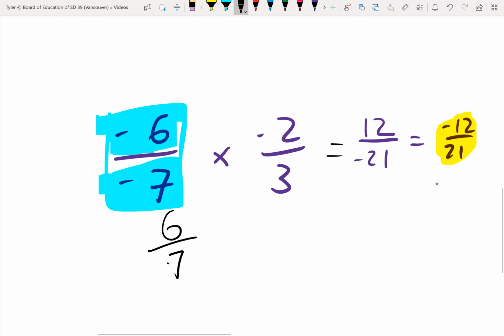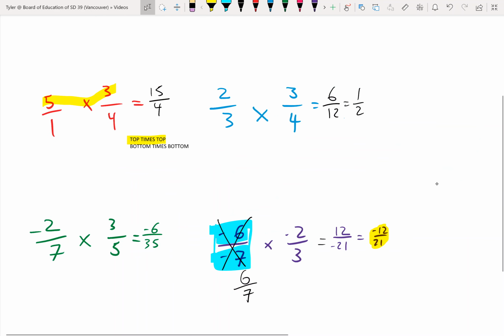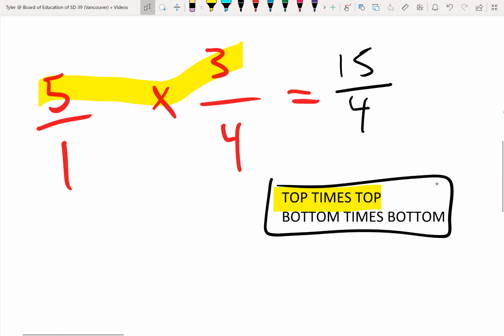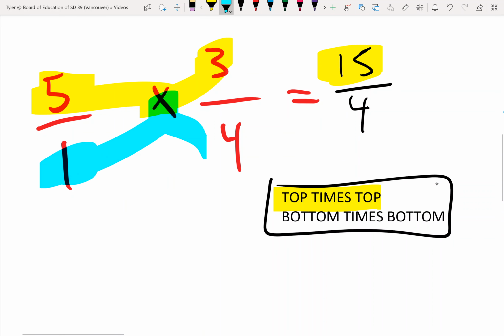So you could have changed this to 6 over 7 at the start and gone through the rest of the question. It would have given you the same answer. Doesn't matter which way you do it, but that's it. The basics for this video: top times top, bottom times bottom when you're doing multiplication. Do the top times the top to get your new numerator. Do the bottom times the bottom to get your new denominator, and then reduce.